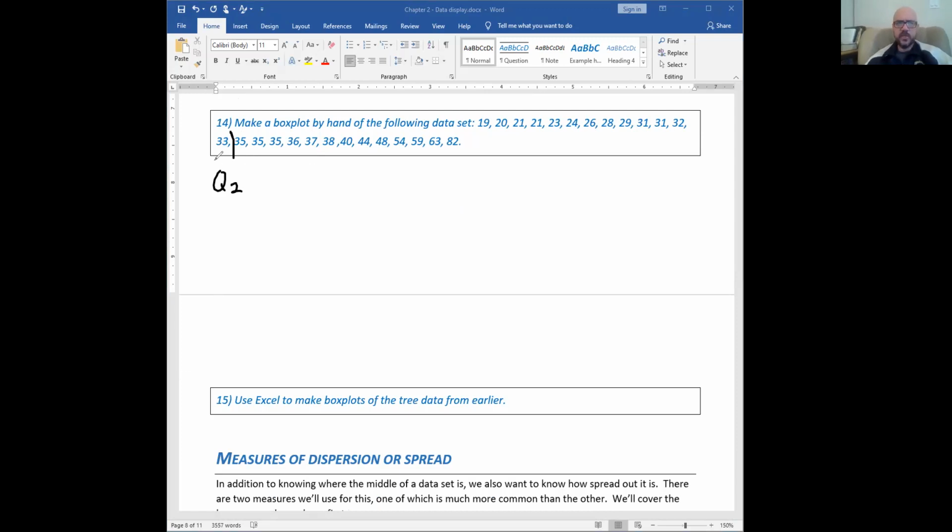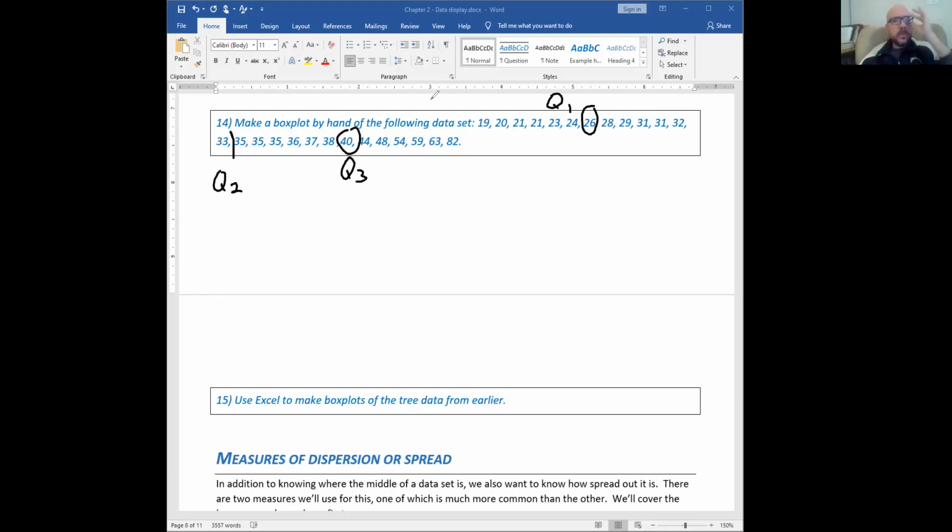There are 26 things in the data set, so there are 13 things below Q2 and 13 things above it. So the 7th position, 1, 2, 3, 4, 5, 6, 7. Yes, 26. That's Q1. And then 1, 2, 3, 4, 5, 6, 7, 40 is Q3.